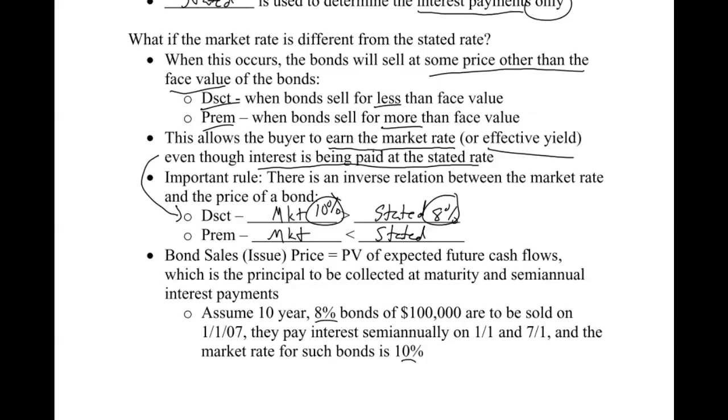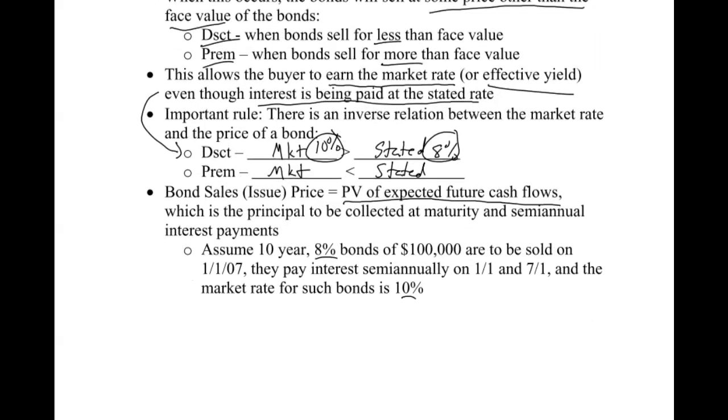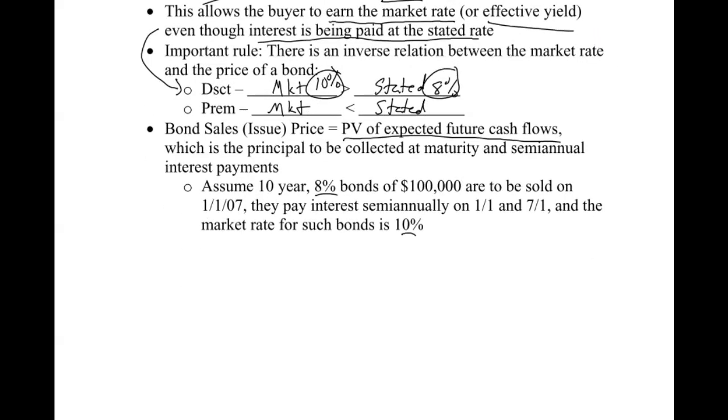Let's walk through an example here and determine the issue price. Remember, the issue price is the present value of the expected future cash flows, which is the principal to be collected at maturity, so principal or face value, total face value, whatever you want to call it, and semi-annual interest payments in this problem. Let's look at what we've got here. We've got 10-year, 8% bonds of $100,000 to be sold on January 1st. Interest is paid semi-annually. The market rate is 10%.